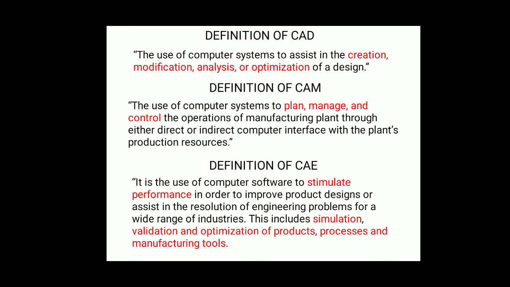And last, CAE, is computer software to simulate performance, in order to improve product design. It includes simulation, validation and optimization of products, processes and manufacturing tools. So here we simulate the part, and we check the validation and optimization processes in these CAE operations.